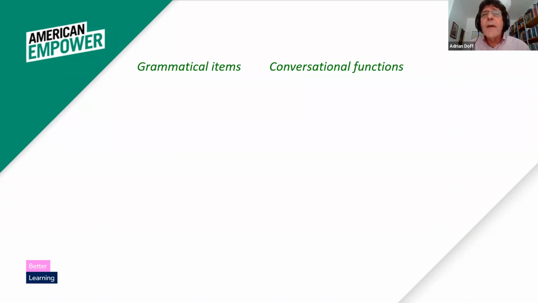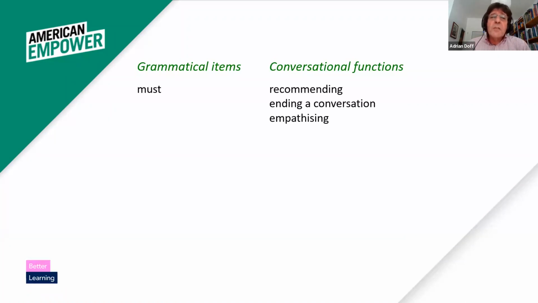And there are many grammatical items that I think this applies to. Here are some examples. For example, must, which is often introduced as obligation, isn't it? Contrasted with have to, don't have to, mustn't. Not actually very common, I think, in that context, because it's a very strong word, but it's very common in a completely different use with functions like recommending, for example, like you must visit that restaurant, it's great.